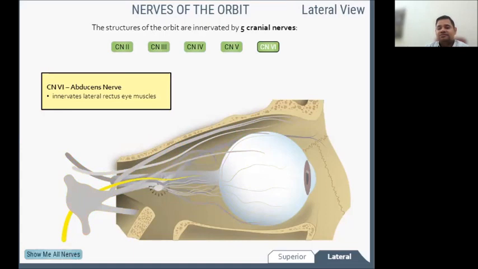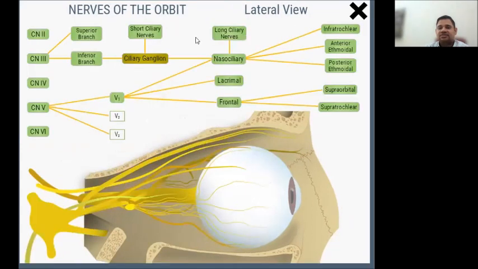So this is the total arrangement of the nerves in the orbit. These are all the nerves which we can understand: second, third, fourth, fifth, and sixth, and then how they are going to do the different actions through different ganglia or different types of branching of the nerves, which we can study in detail in some other module.